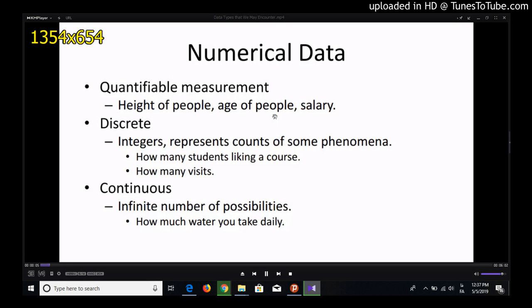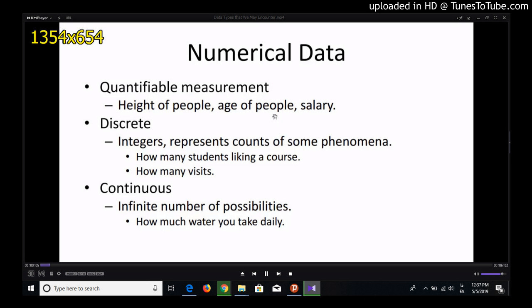Similarly, the other category is the continuous category. Here, the possible values are infinite. There is a large number of possibilities, such as how much water you drink on a daily basis. So it will be again in some fractions, or alternatively, you may say how much rainfall on Monday, right? So this will be a lot of fractions that are being involved.